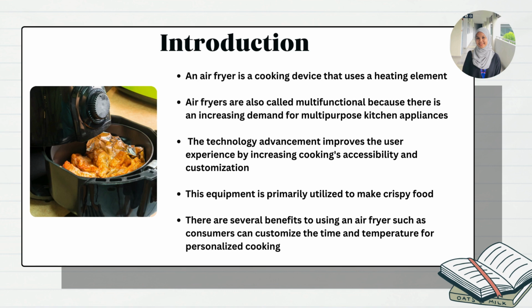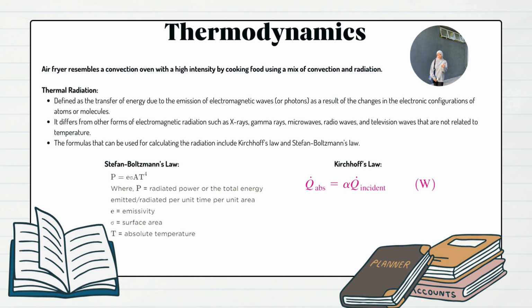There are several benefits to using an air fryer, such as consumers can customize the time and temperature for personalized cooking. An air fryer resembles a convection oven with high intensity by cooking food using a mix of convection and radiation. Thermal radiation is defined as the transfer of energy due to the emission of electromagnetic waves or photons as a result of the changes in the electronic configuration of atoms or molecules. It differs from other forms of electromagnetic radiation.